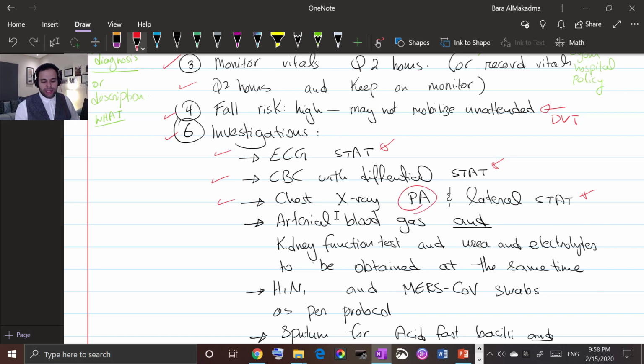Please always notice that any abbreviation has to be accepted by your hospital policy. Arterial blood gas and kidney function test and urea and electrolytes to be obtained at the same time. So I'm thinking of having to do, for example, an anion gap calculation. So I have to be very clear about how I place my orders so that things are clear.